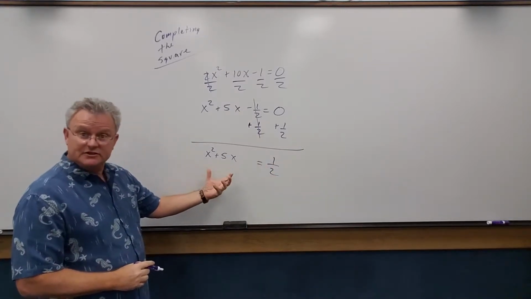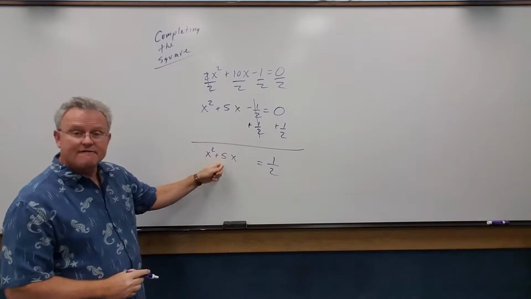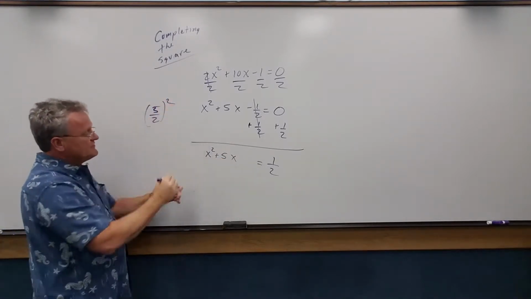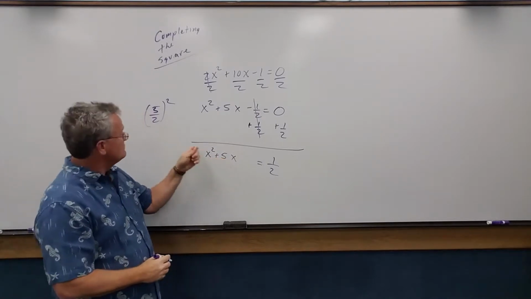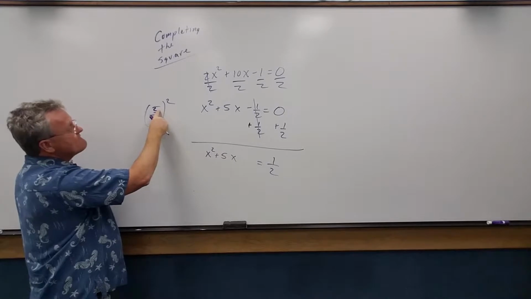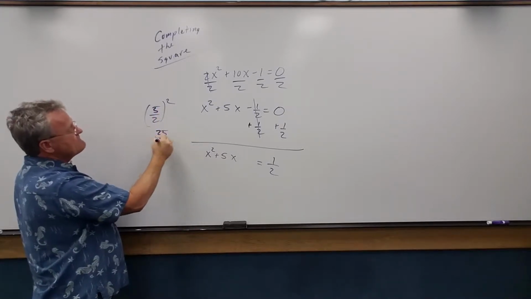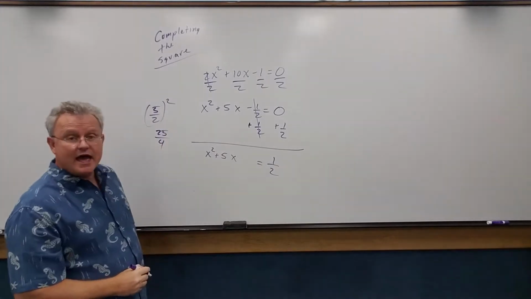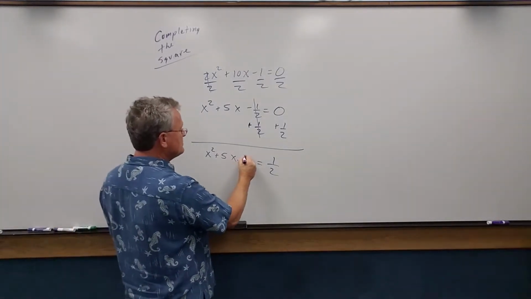Now we complete the square. Take half of 5, take half of the number in front of x, which in this case is 5, and square that. Well, when I square that, 5 squared is 25, 2 squared gives us 4. So I now add 25 over 4 to both sides.